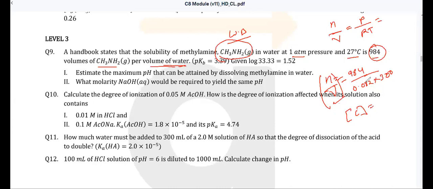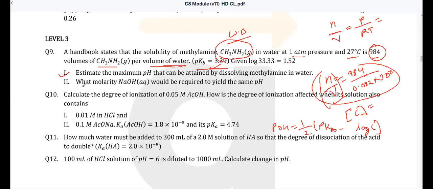Now, C is given, if you solve this, we will get C. PKB is given. So we can find POH. POH is equal to half PKB minus log C. C you can find using this and PKB given. So pH is equal to 14 minus this.